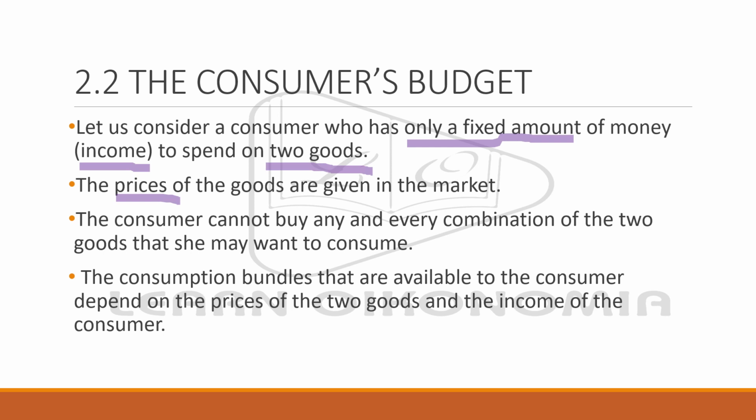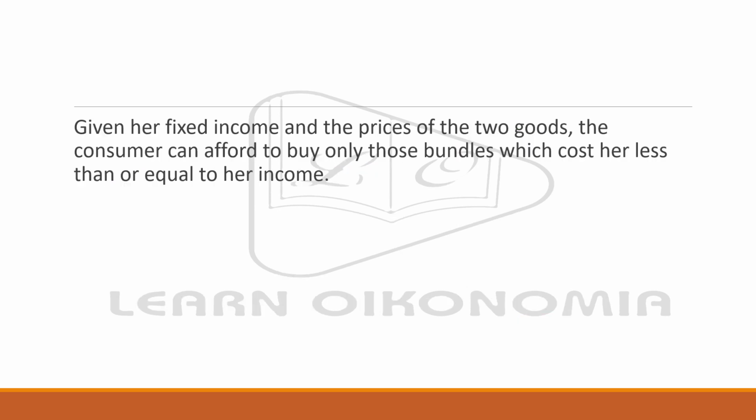We have to consider that the consumption bundles which are available to the consumer would depend upon two factors. What are these factors? This would depend upon the prices of the two commodities, and also upon the income of the consumer. The income is limited, and the price of the commodities would be changing, but anyway it would be given in the market. So given the fixed income of a consumer and the prices of the two commodities which he or she would be able to afford to buy, this makes the preference pattern of the consumer.